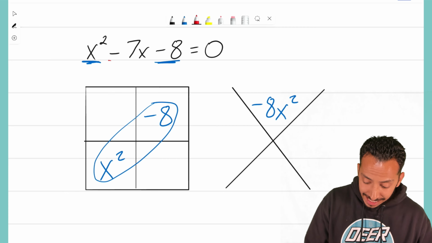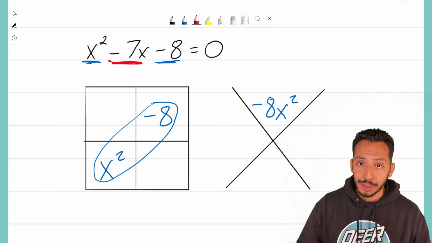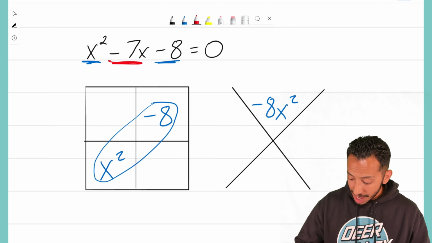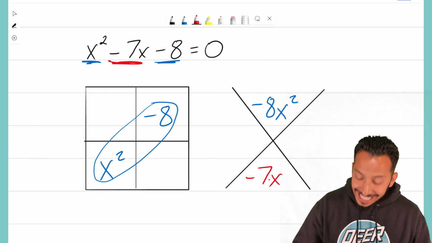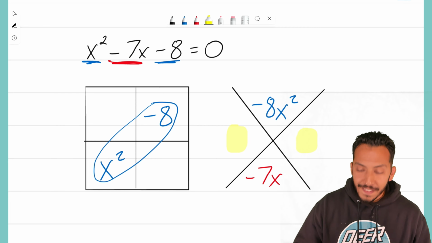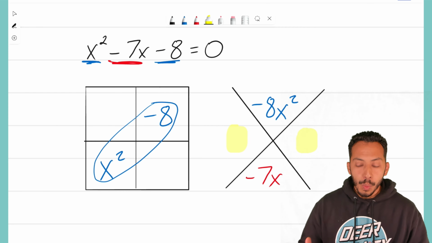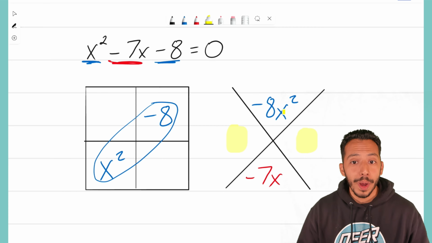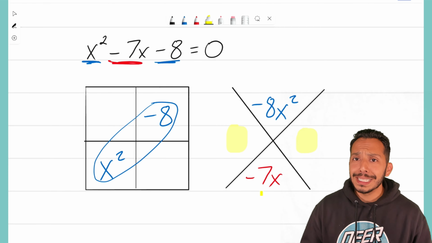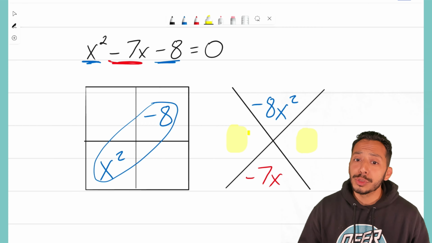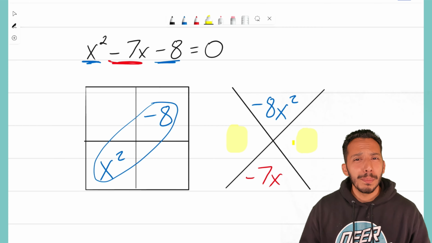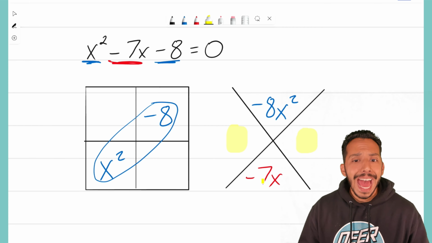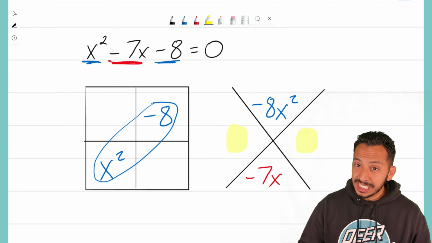Perfect. Now we're going to take that middle term, the x term, and that's going to go in the bottom of our diamond problem. And now we have to figure out what these two missing factors are going to be, where they're going to multiply to make negative 8x squared, but they're going to add to negative 7x, right? Those two missing terms there. They're going to multiply to negative 8, add to negative 7. So this is going to be tricky for us.